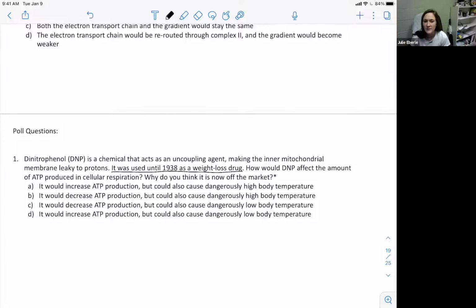Somebody who thinks that it would decrease ATP production, why did you pick that? I picked that it would decrease ATP production because wouldn't it technically have to go through the ATP synthase to be made into ATP?